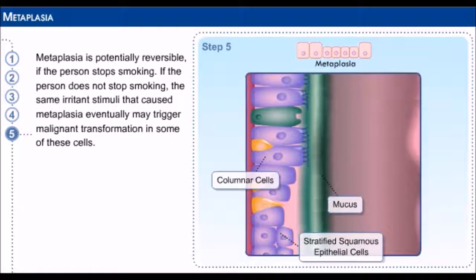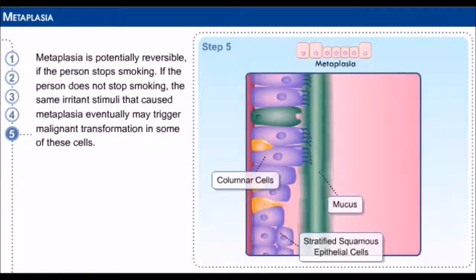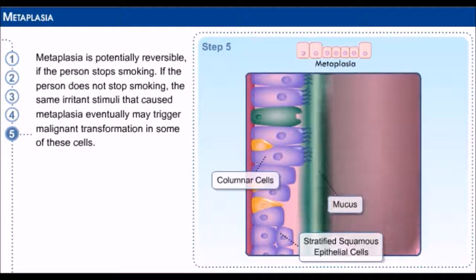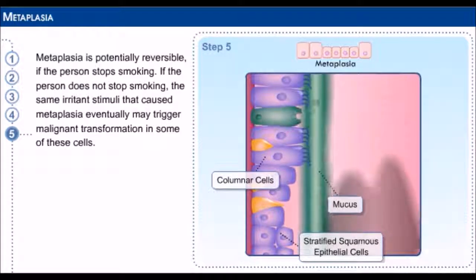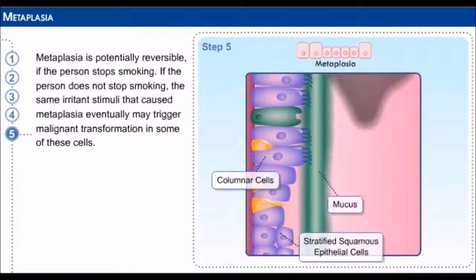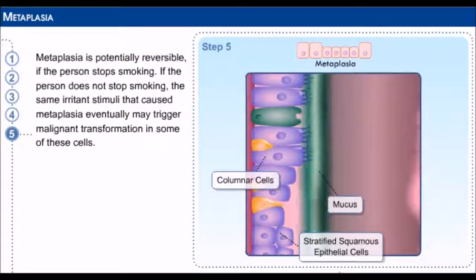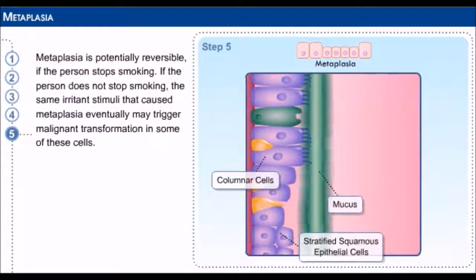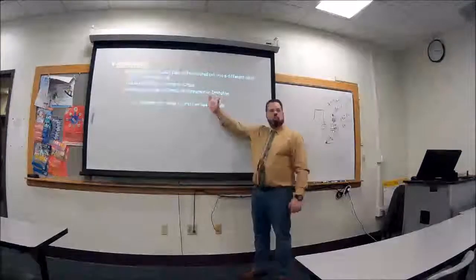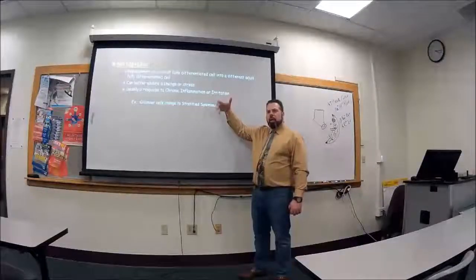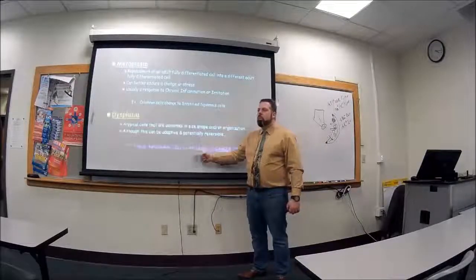Metaplasia is potentially reversible if the person stops smoking. If the person does not stop smoking, the same irritant stimuli that caused metaplasia eventually may trigger malignant transformation in some of these cells. So does that make sense what goes on here? It's metaplasia because of an adaptive thing, as opposed to dysplasia.